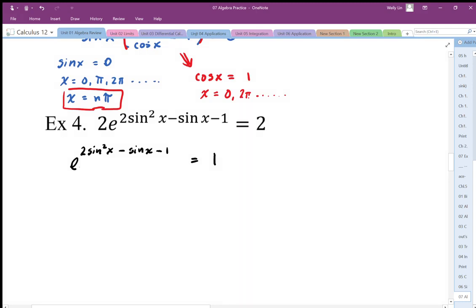Well, I need some exponent on e that's going to give me 1. Okay, so I could use a log to solve this. Basically, we get log 1 equals the exponent. But log 1 is 0. Okay, so basically the exponent has to be equal to 0 for that to equal 1. So we end up with 2 sine squared x minus sine x minus 1. That's equal to 0. So I can factor this.